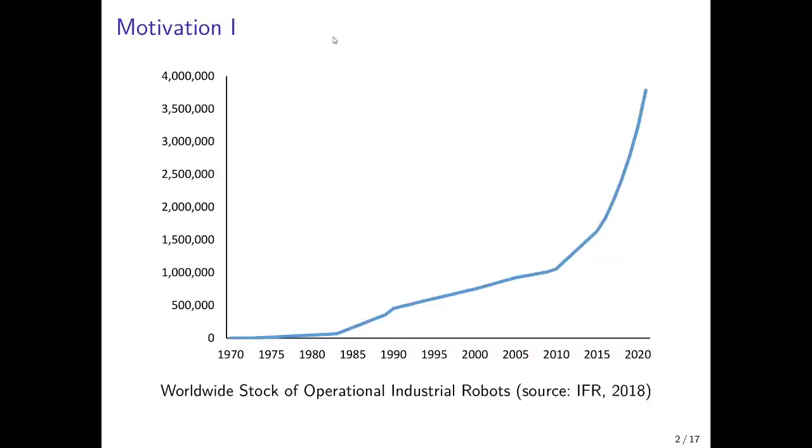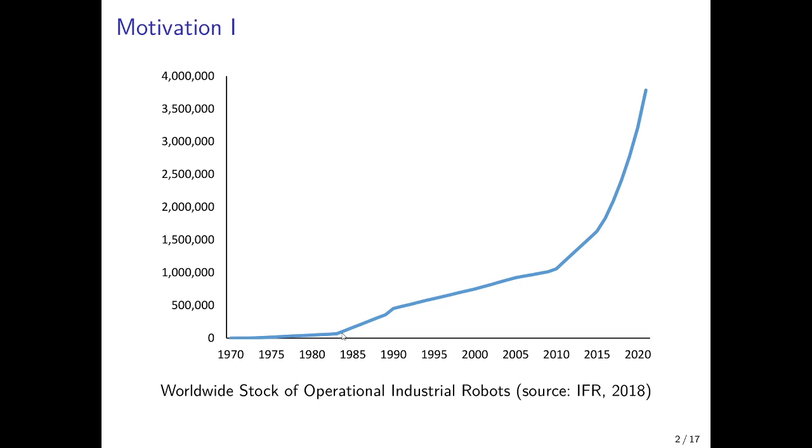Before we start, this figure is a reminder that automation is a rather new phenomenon and that it became increasingly important over the last 10 years. Here we see the global operational stock of industrial robots as reported by the International Federation of Robotics. For the year 2020, these were predictions back then. And we see that from 1970 onwards until the mid-1980s, the stock of robots was basically negligible.